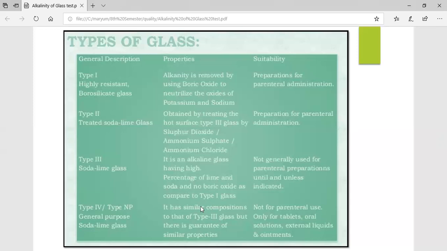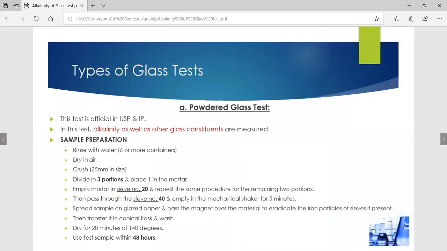Seldom have we seen tablets stored in glass containers, which are mostly amber in color, and that is type 4 glass. It is used for storage of tablets or any oral solution or external liquids or ointments which are not stored for a long period of time. So then we move toward the tests which are performed on the glass.